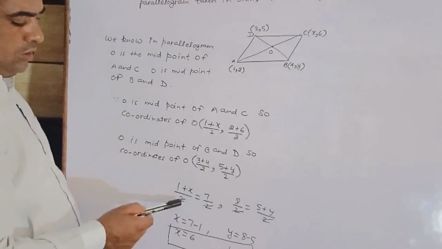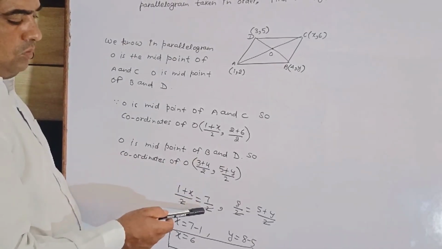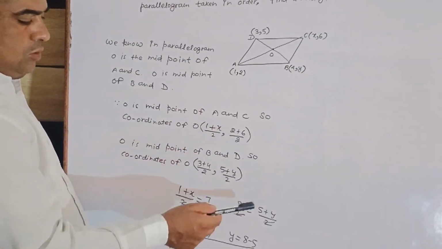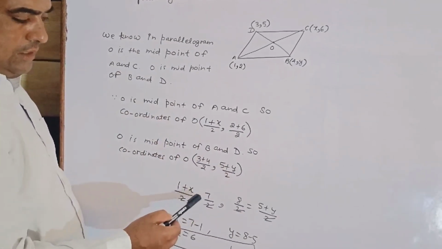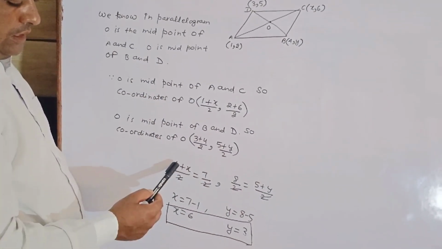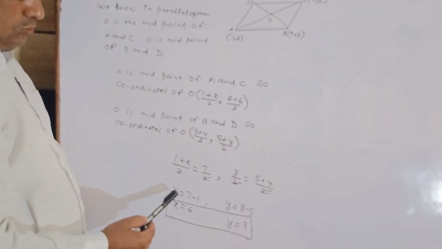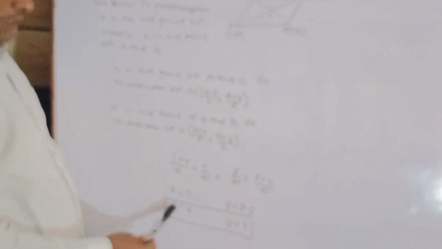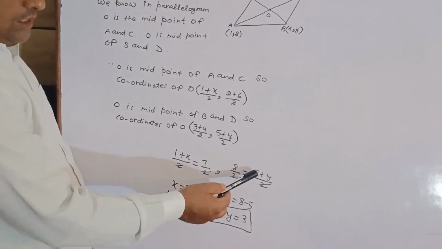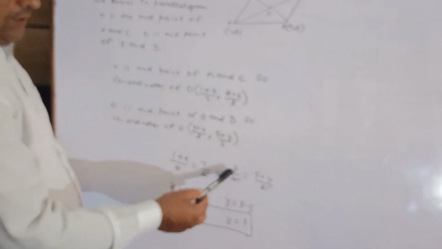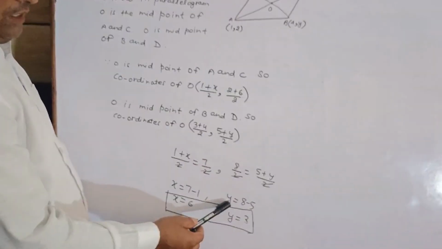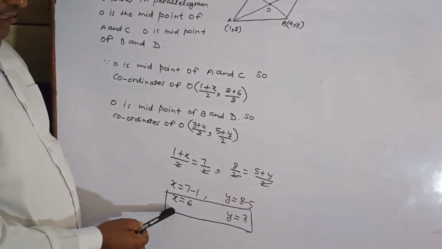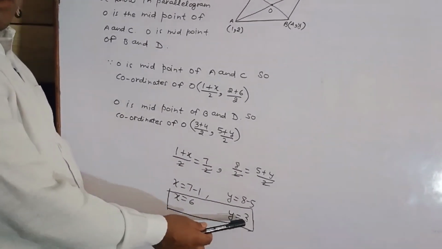(1 + x)/2 is equal to 7/2 and 8/2 is equal to (5 + y)/2. Now 2 cancels out, 2 cancels out. We will transpose this 1 to the right hand side, so x is equal to 7 minus 1. So x will be 6. And we are transposing this 5 to the left hand side, so we are getting here 8 minus 5. So y will be 8 minus 5, this will be 3. The value of x will be 6 and the value of y will be 3.